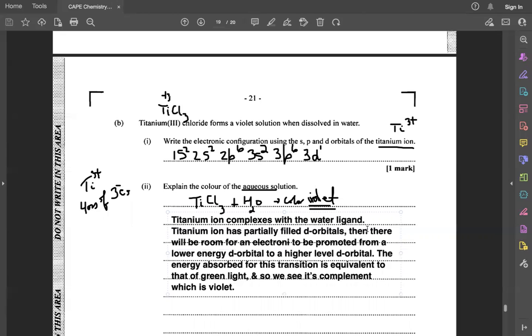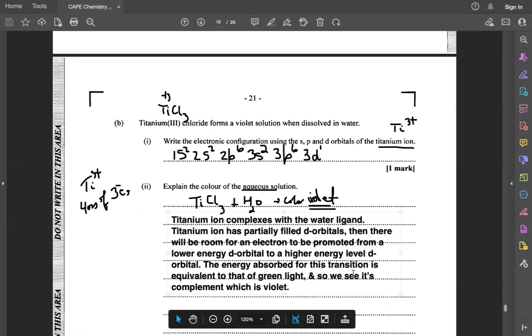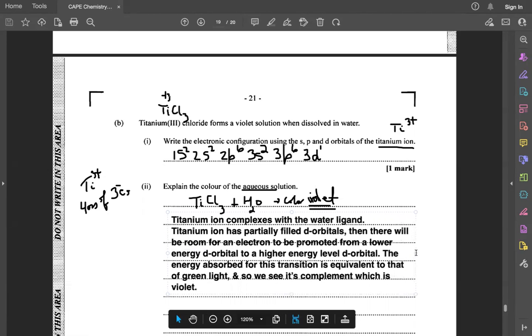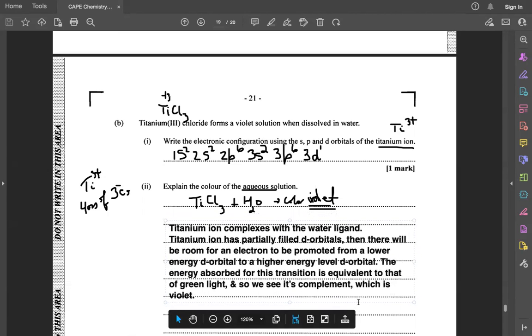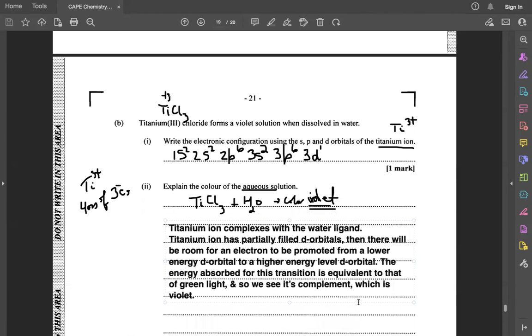So there will be room for an electron to be promoted from a lower energy d orbital to a higher energy level, right? So let's write that. The higher energy level d orbital. The energy absorbed for this transition from that low level to the high level is equivalent to that of green light in terms of its frequency and wavelength, right? And so we see its complement, which is violet. So that's how we end up seeing that violet color. So it absorbs green and it transmits a mixture of the other colors. And so we'll see that as violet, right?